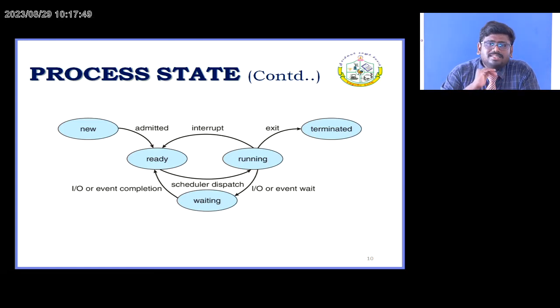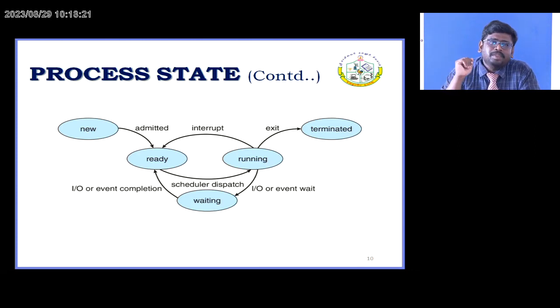Then once it is ready for execution, it will come to the ready state. Once it acquires the CPU, it will be in the running state. In case any interrupt arises, the process will switch from the running state to the ready state. In case it is waiting for some event to occur or some input output operation, then it will go to the waiting state. Once it fulfills the requirements, it will again go to the ready state. Once it completes all its tasks, the particular task, then it will go to the terminated state.